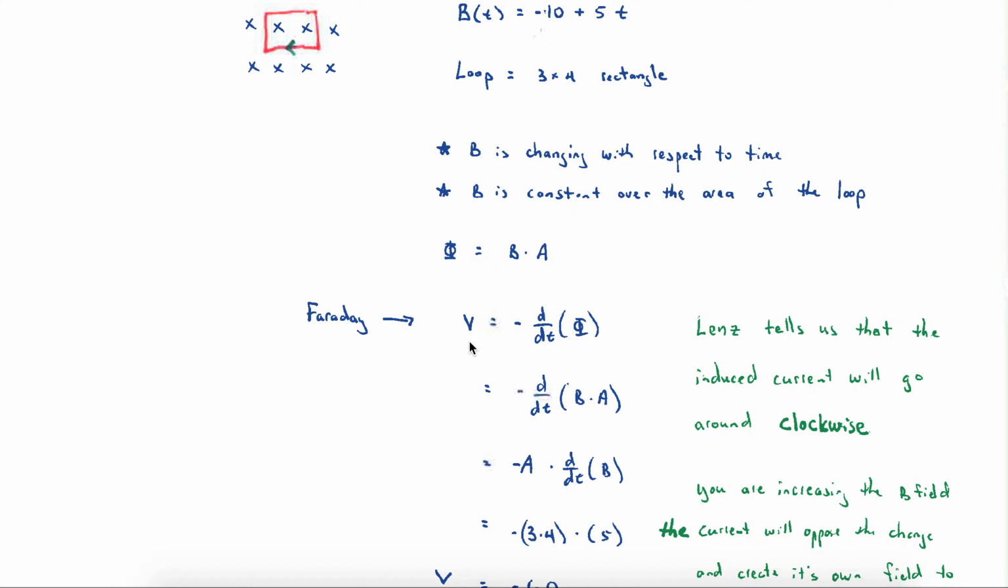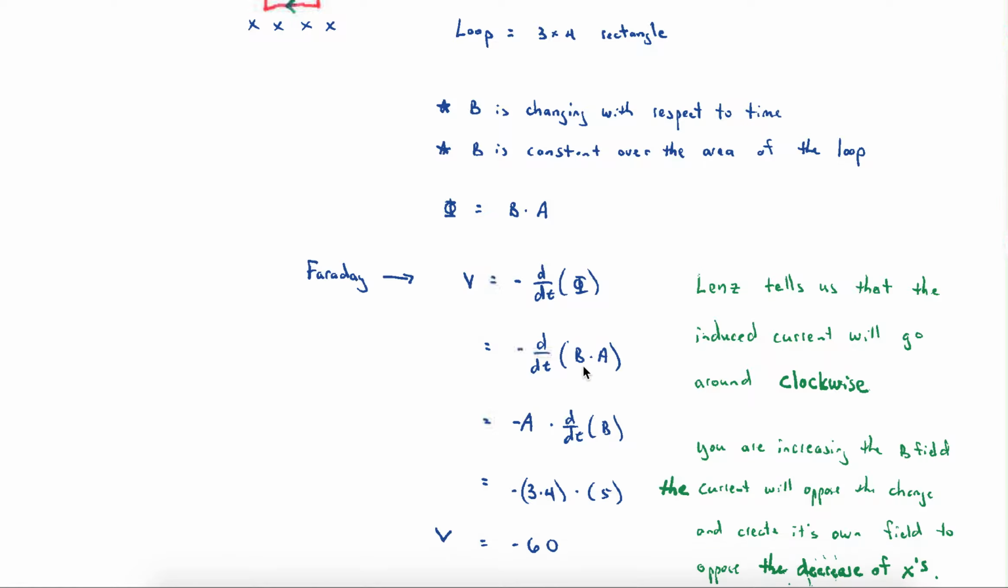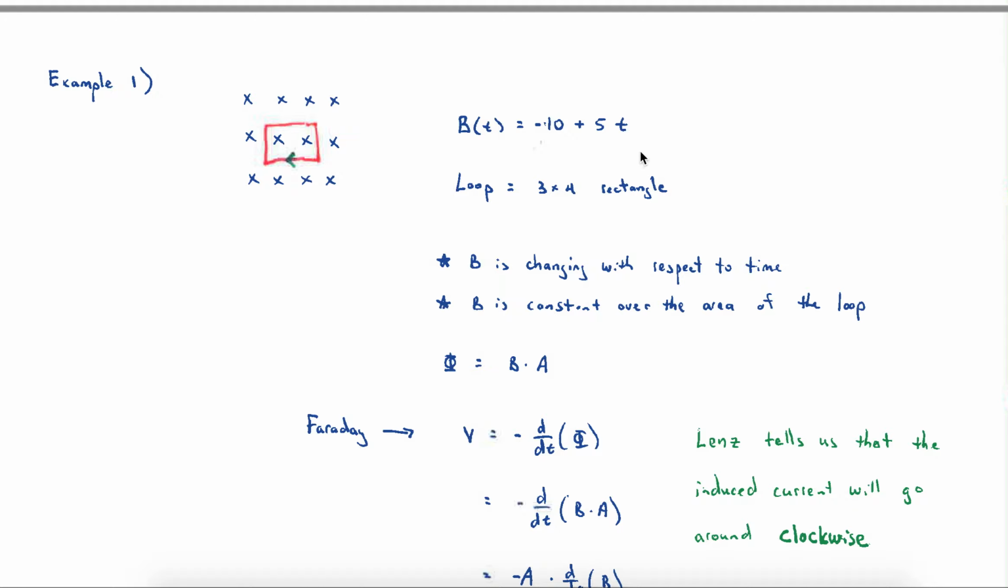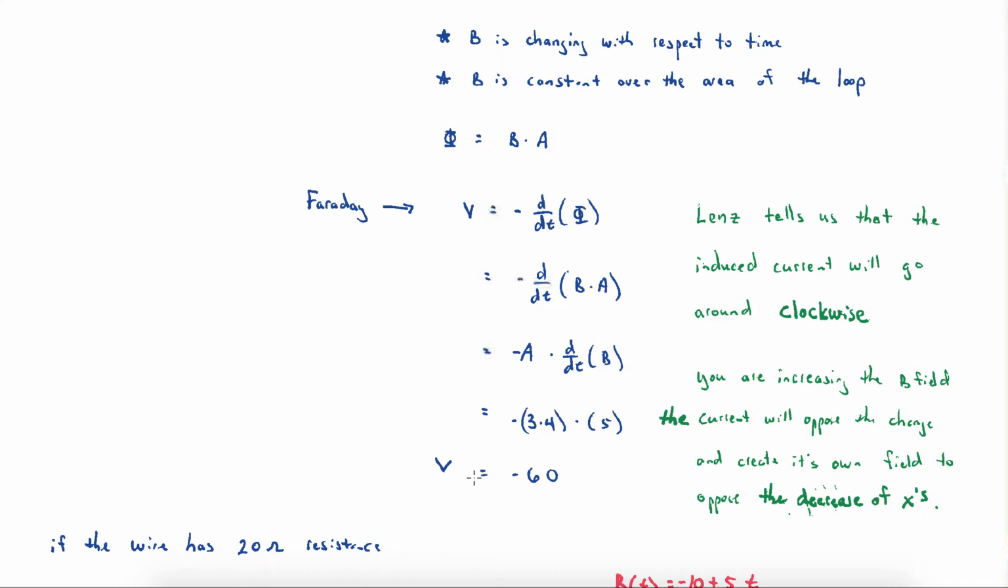Faraday says that the voltage produced is the time derivative of the flux. The flux is just BA. A is a constant, but dB/dt is not. If we take the derivative of this, we just get 5. And we say then that the voltage produced would be 60 volts.